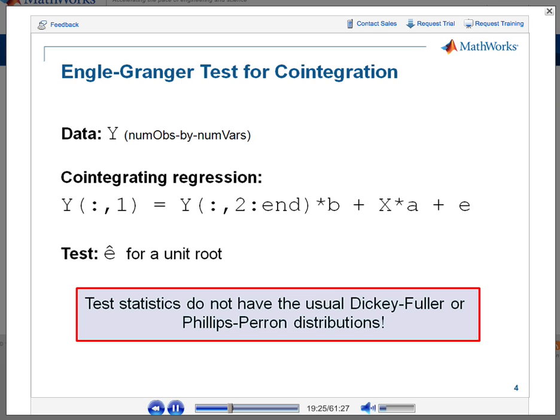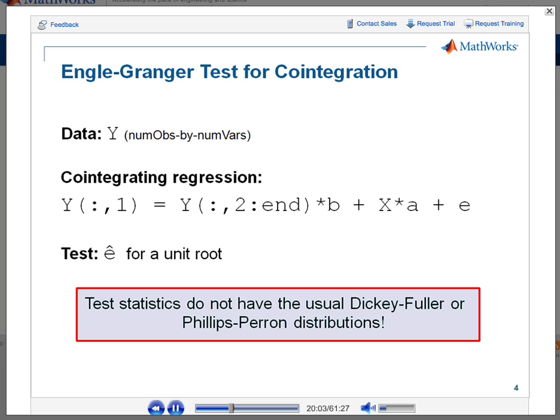I've certainly seen people who say they're doing an Engle-Granger test where they take the residual series from a regression, put it into a Dickey-Fuller test, and take the results of the Dickey-Fuller test and use that to evaluate whether or not co-integration is present. That's a mistake. You have to use new distributions for the test statistics that account for the fact that the series that you're testing is estimated. And that's what we do in the EGCI test in Econometrics Toolbox. We have the proper distributions tabulated, and so you want to use that.